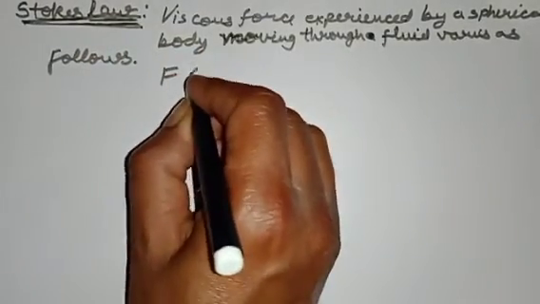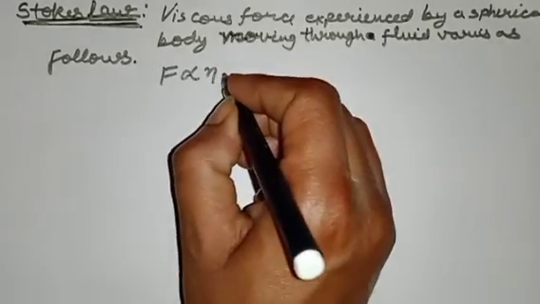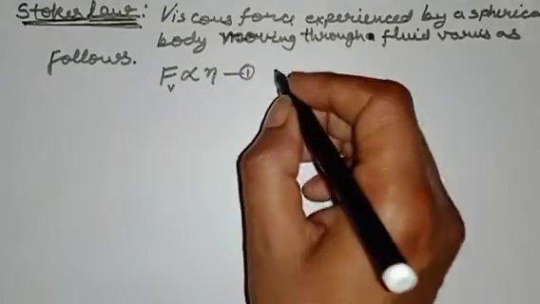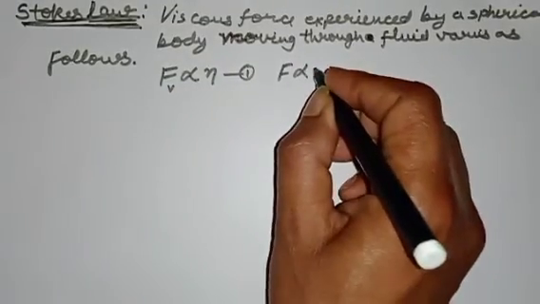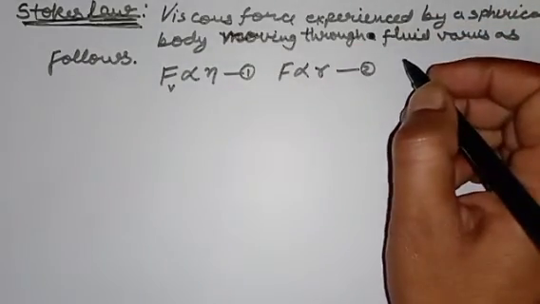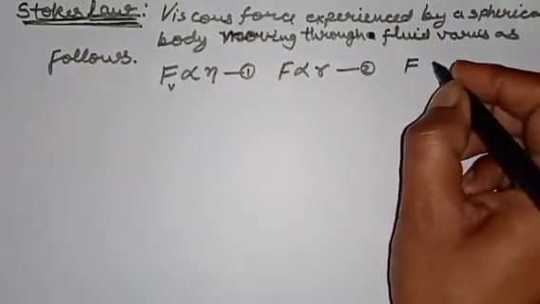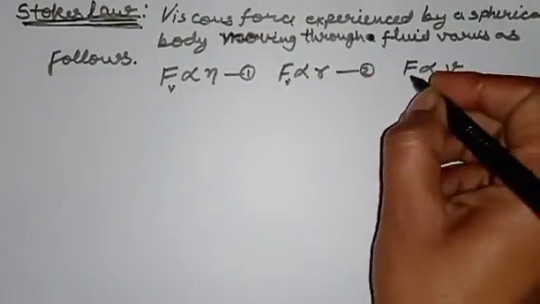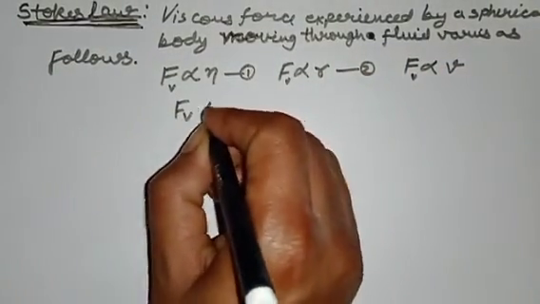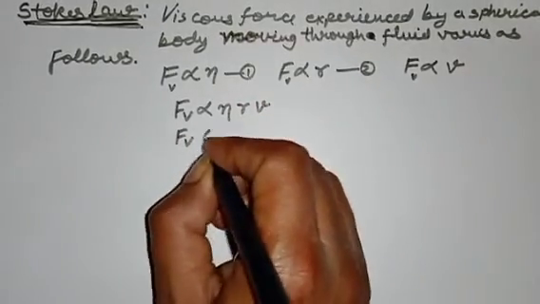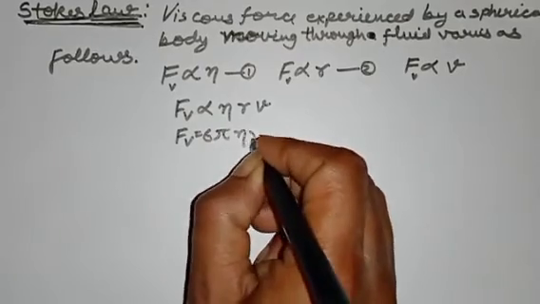So F is directly proportional to eta, is the first thing. So more is the viscosity, more is the viscous force. F is proportional to radius. Bigger the object, more is the viscous force. And F is directly proportional to V also. Higher the velocity of object, greater will be the viscous force. So if we combine all of them, we get this expression, 6 pi eta RV, where 6 pi is the proportionality constant.